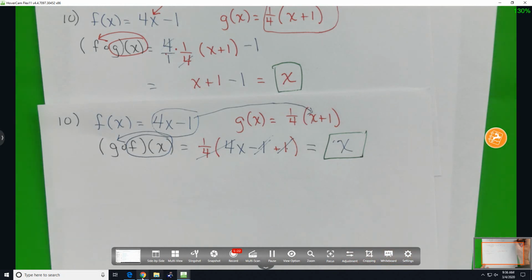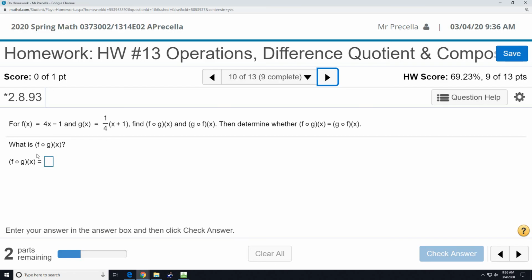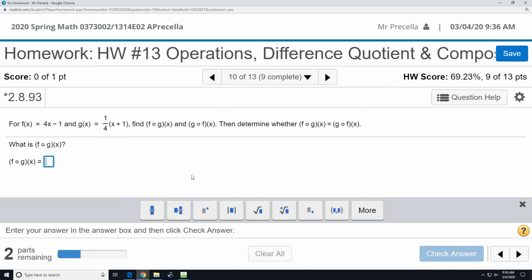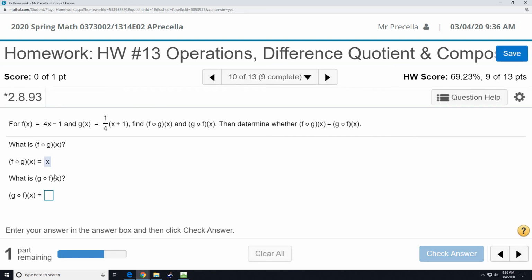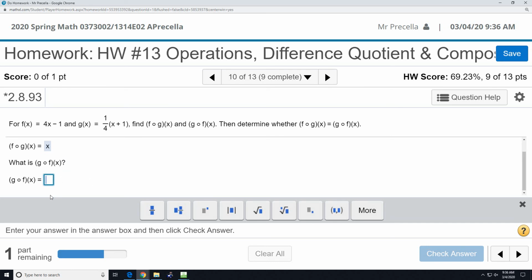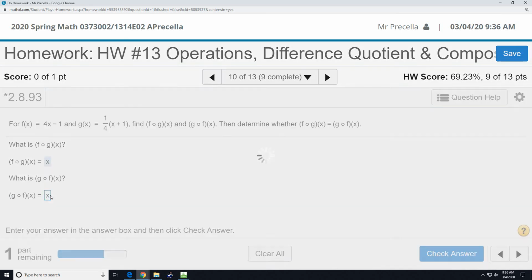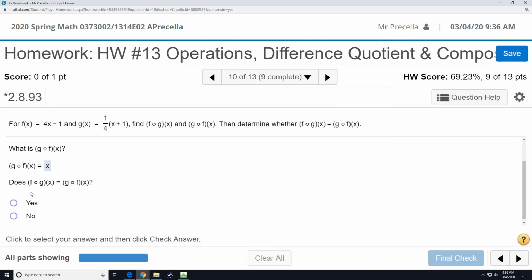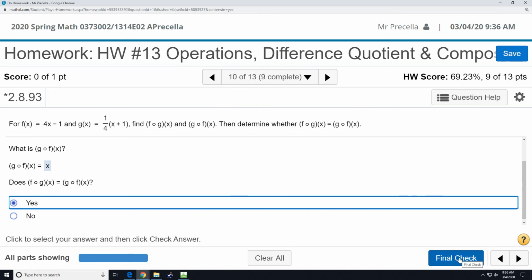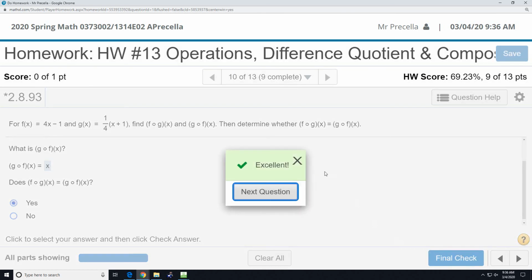Yes. So let's go punch in those answers. f composed with g of x, everything canceled out except for x. g composed with f of x, everything canceled out except for x. So x, and are they equal? Yes, they are. This problem is trying to get you ready for inverse functions, which is homework number 15.